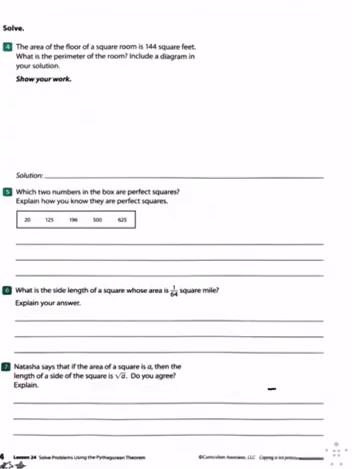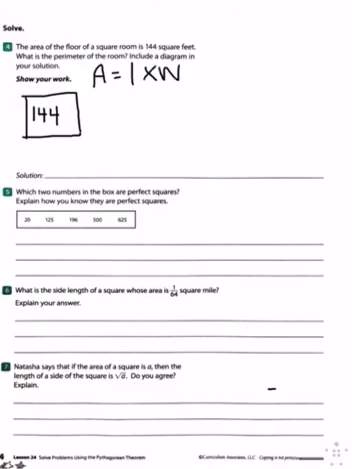Number 4, the area of the floor of a square room is 144 square feet. What is the perimeter of the room? Include a diagram in your solution. So first we're going to draw the diagram. We're going to draw the picture. The area is 144. Area, we know, is length times width. Since it is a square room, we know the length and the width are the same because all sides are the same. So what number times what number is going to be 144?